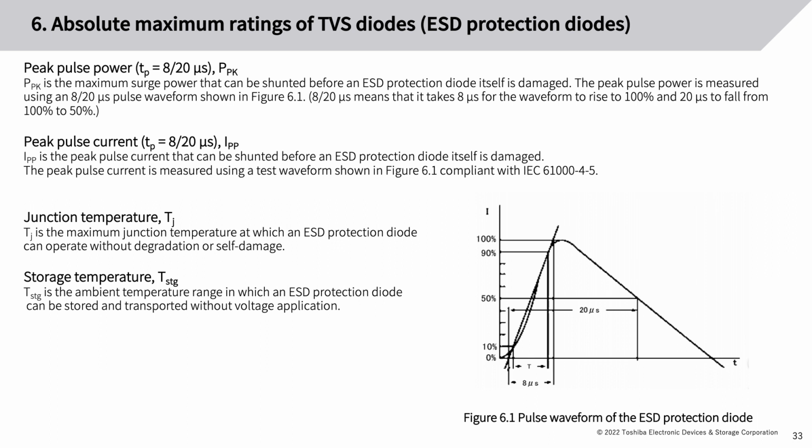Junction temperature, TJ. TJ is the maximum junction temperature at which an ESD protection diode can operate without degradation or self-damage. Storage temperature, TSTG. TSTG is the ambient temperature range in which an ESD protection diode can be stored and transported without voltage application.